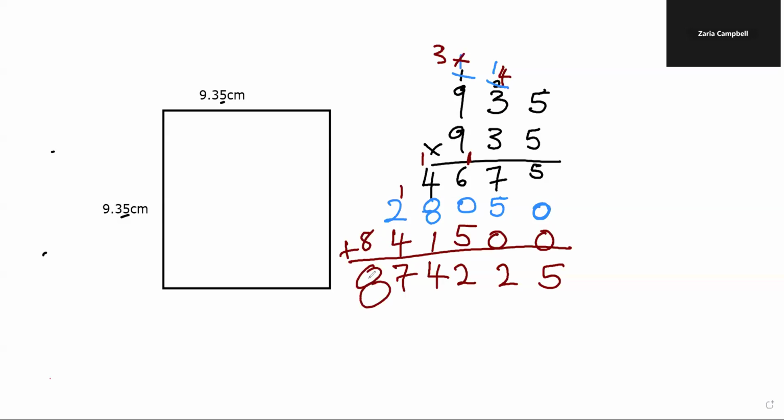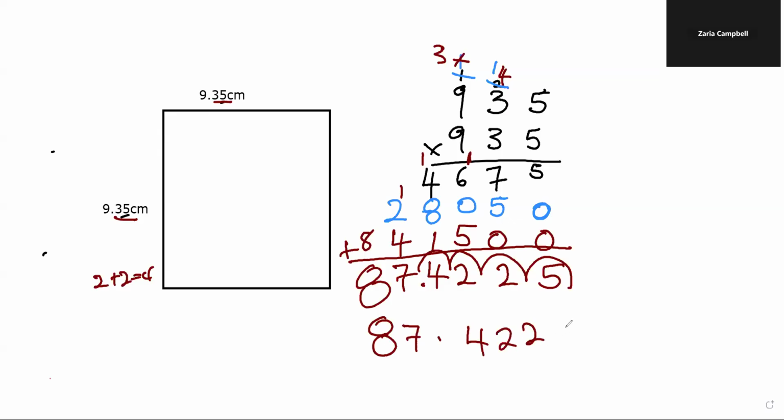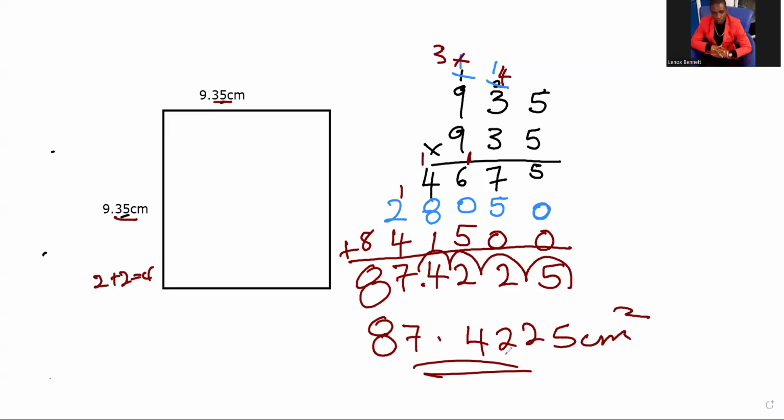But we're not finished yet because the total amount of decimal places is 4. So we'd have to jump from 5 to the 4. So 1, 2, 3, 4. So the answer would be 87.4225 centimeters squared. Excellent.